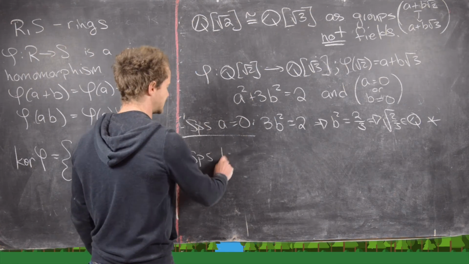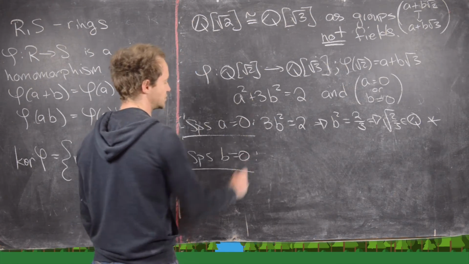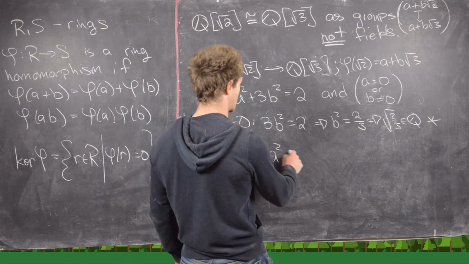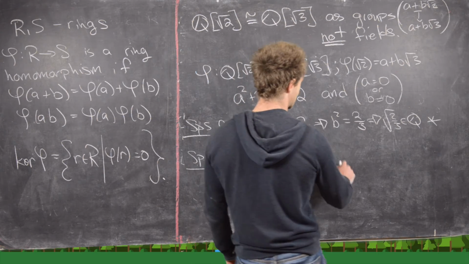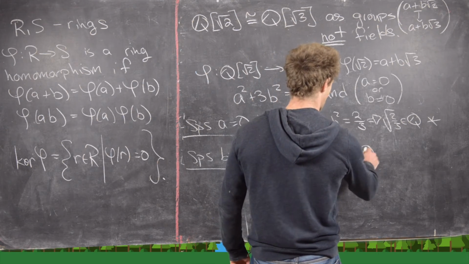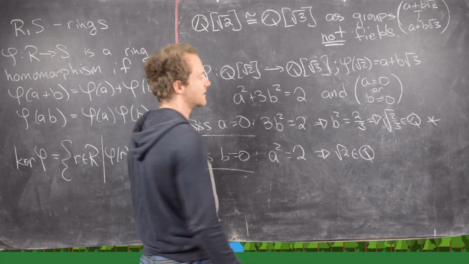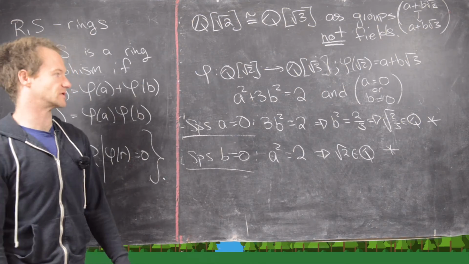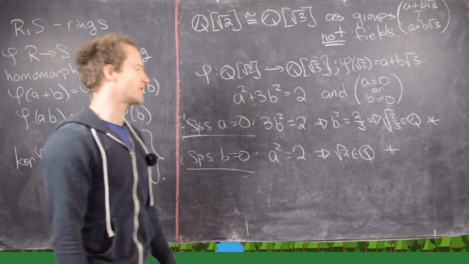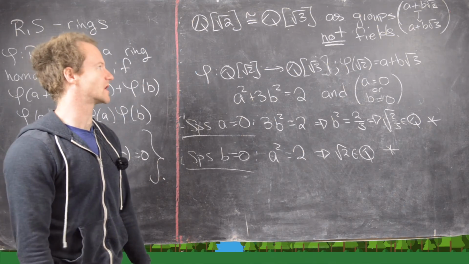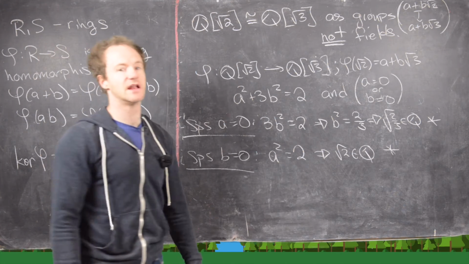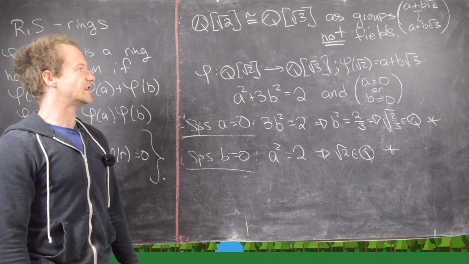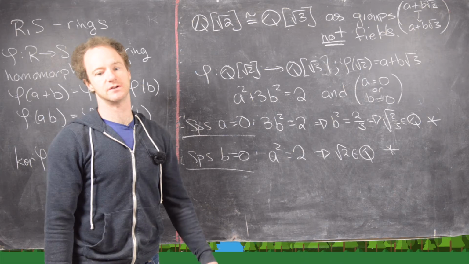So let's suppose that b is equal to 0, which is the other case. That's going to give us a squared equals 2, but that tells us that root 2 is a rational number. But again, that's another contradiction because we know that the square root of 2 is not a rational number. So notice both of the possible cases led to a contradiction, which tells us that there's actually no field isomorphism between these two fields.